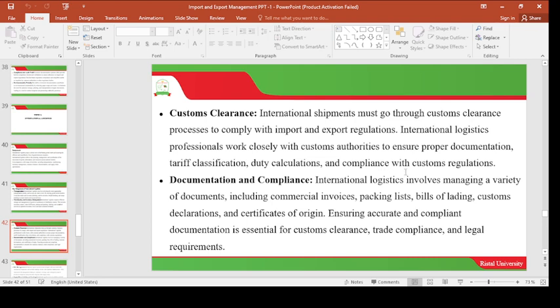Then also documentation and compliance. International logistics involves managing a variety of documents, including commercial invoices, packing list, bill of lading, customs declaration, and certificates of origin. Ensuring accurate and compliant documents is essential for customs clearance, trade compliance, and legal requirements. So international logistics involves managing and coordinating the documentation of a particular good or goods that are imported into the country or exported.